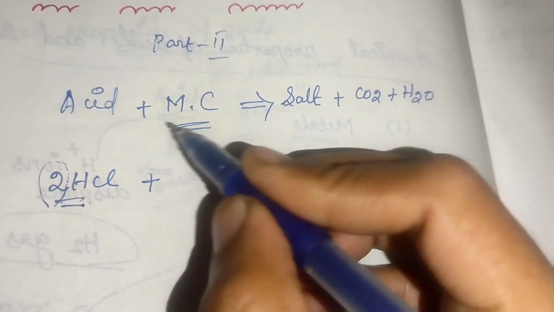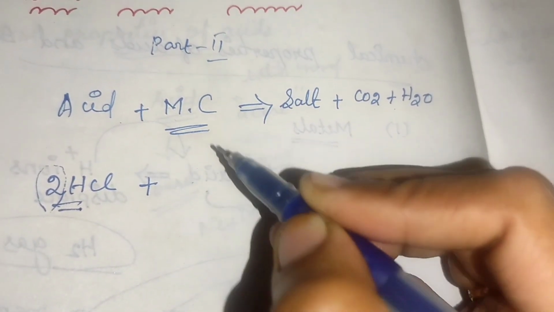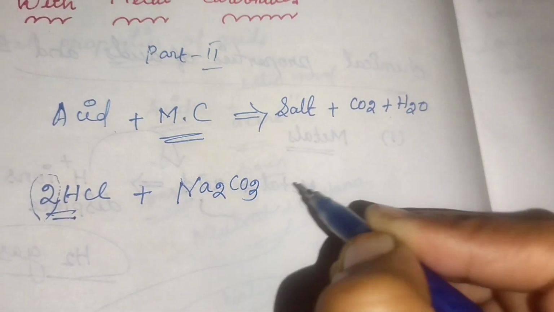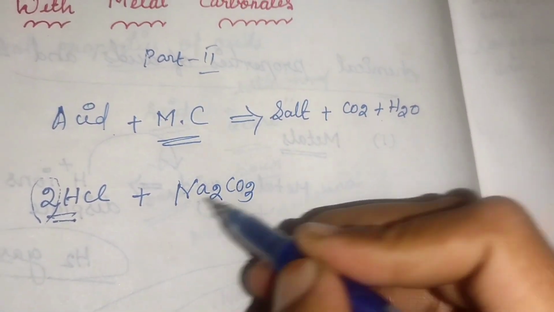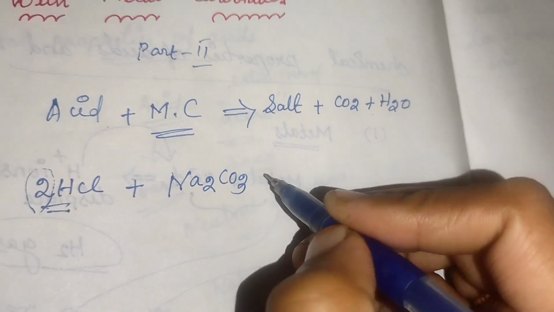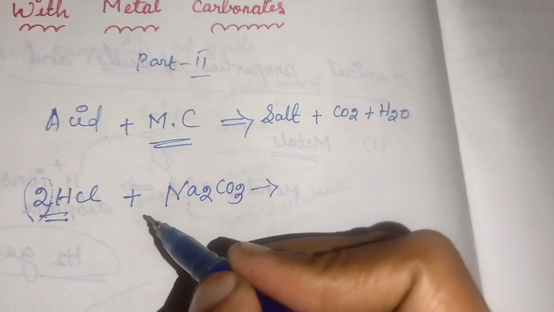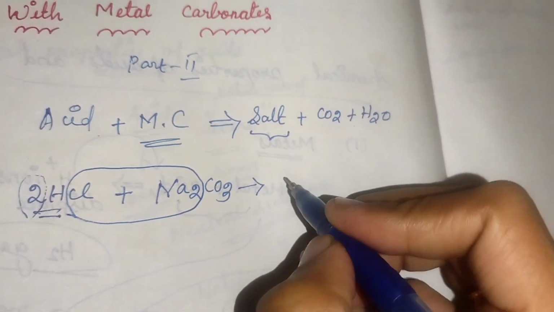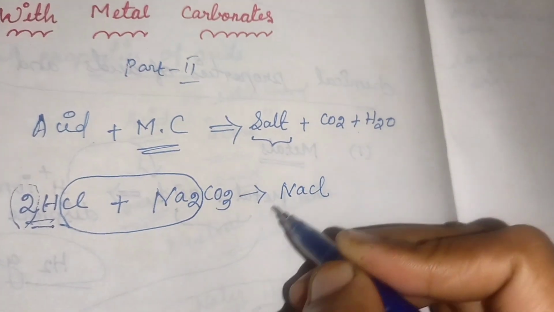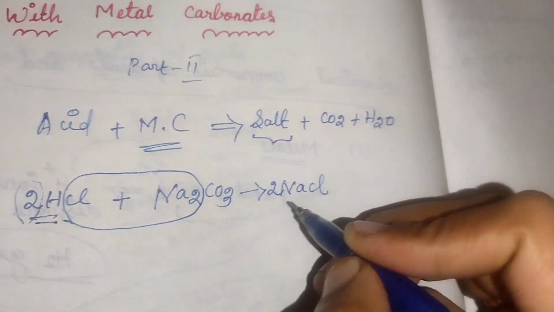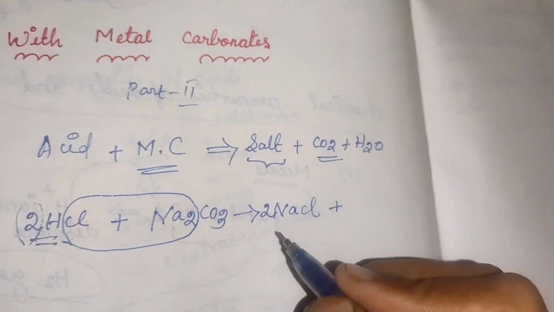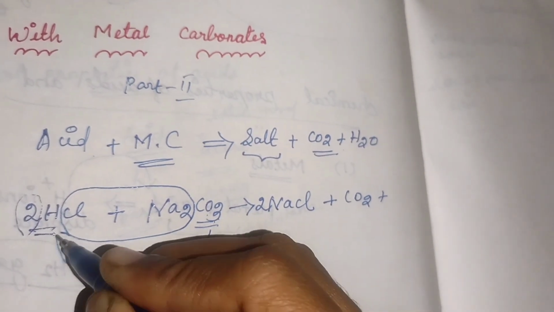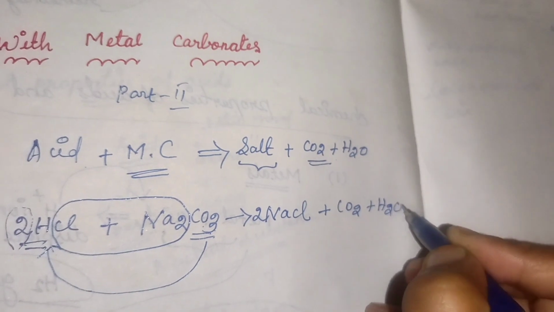So coming here, the acid I am taking is 2 HCl, and the metal carbonate is sodium carbonate. Sodium is a metal, and the metal carbonate is Na2CO3. HCl and sodium carbonate are reacting with each other, and as I said, salt will form. This Na and this Cl join together, so NaCl is obtained. How many Na? 2 Na. How many Cl? 2 Cl. So 2 NaCl plus CO2, as I said. Here CO2, and to balance, one oxygen is left, so that oxygen will join with H2, and water will come out.